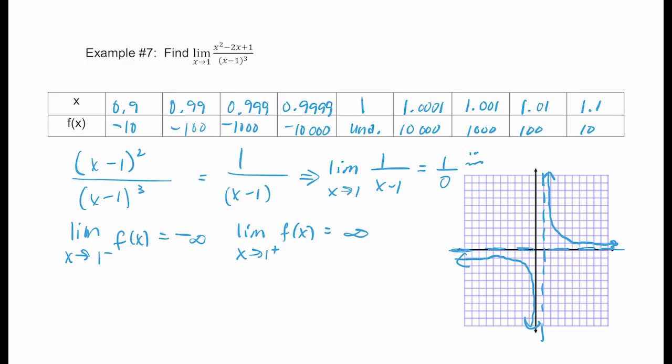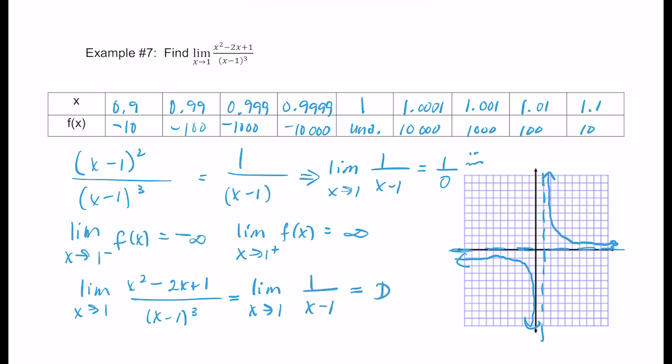But what I do know is, from earlier in the section, if the one-sided limits are not the same, the limit does not exist. So you really don't have to do any more work for this. What we just determined here was the limit as x approaches 1 of x squared minus 2x plus 1 over x minus 1 cubed is going to be the same thing as the limit as x approaches 1 of 1 over x minus 1. And we know that it DNE, does not exist.